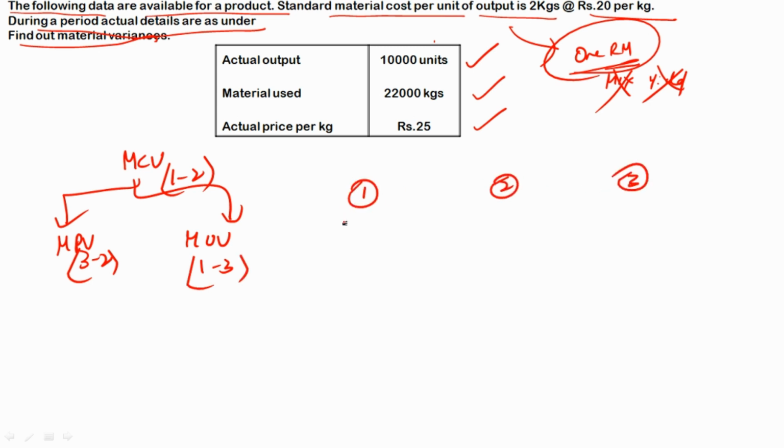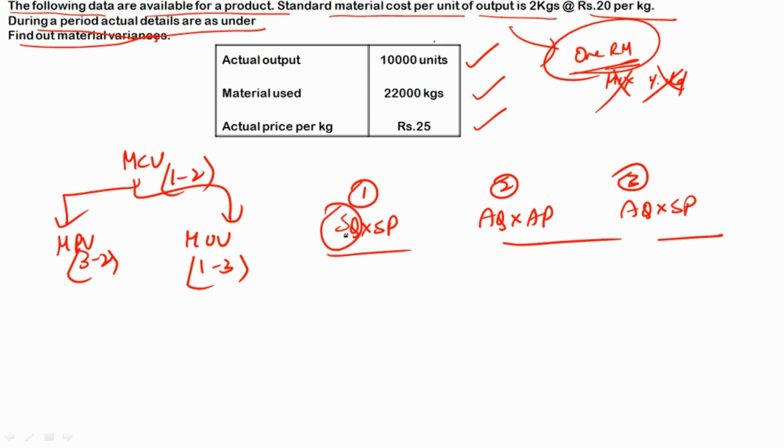So what is the first one? Standard quantity into standard price. Second one, actual quantity into actual price. Third one, actual quantity into standard price. You got it? So these are all the formulas. Now let's start with one by one.